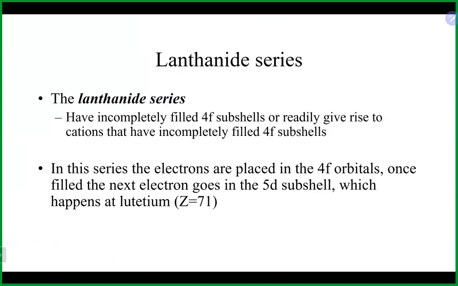Now, the lanthanide series, which is our guys on the bottom, is where we get into our f orbitals and electrons in our f orbitals, and they also have completely filled or incompletely filled f orbitals. Those are the rows on the bottom there on the periodic table.